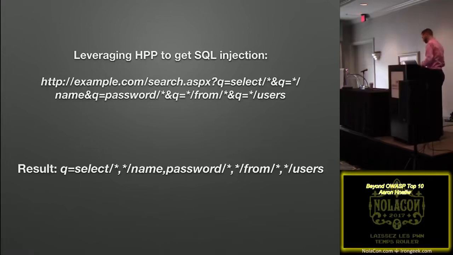Some web application firewalls and some input validation might not actually see this as a SQL injection. They might just see it as a bunch of random characters that looks valid. They didn't check for it, so it must be valid. And then that's how you get SQL injection. So this is one way of leveraging HTTP parameter pollution to get another, more dangerous, devastating attack.